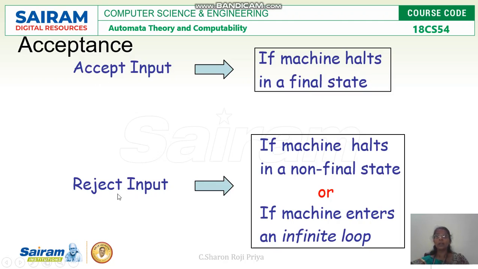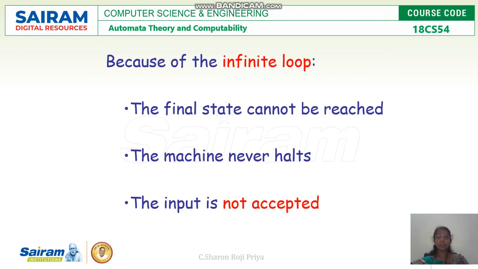If it is an invalid one, my machine can halt, or sometimes it will enter into an infinite loop. What happens when the machine enters into an infinite loop? It cannot reach the final state. Entering into an infinite loop, the machine will never halt and the input is not accepted. Since it cannot reach the final state, the input cannot be accepted. This happens when the machine enters into an infinite loop.